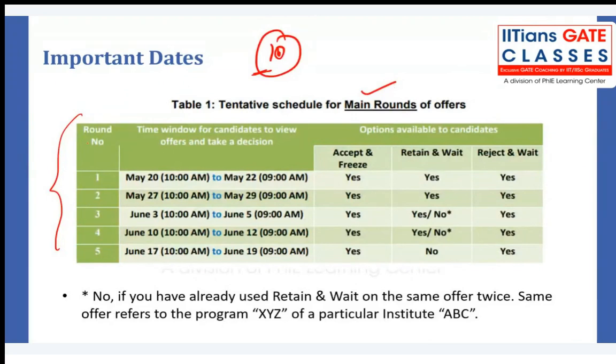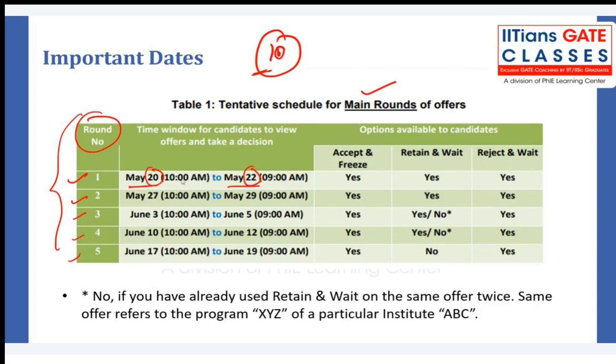So round number one, two, three, four, five. These are the five rounds which are known as main rounds. So what is the date when these rounds are going to start? You see here, May 20 to May 22. So there are only 3 days, you can say 20, 21, 22, right? 3 days will be there for the first round.